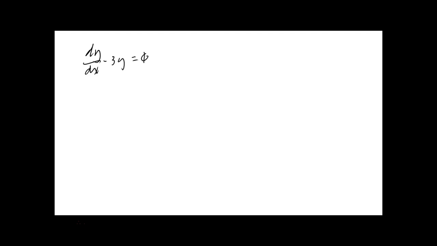First, is it in standard form? dy/dx is by itself, so it's perfectly fine. You've got a y there, so your p of x is minus 3, and your f of x is 0. So yes, that's in standard form. Identify your p of x: p of x is equal to minus 3. And then what do we do with that p of x?